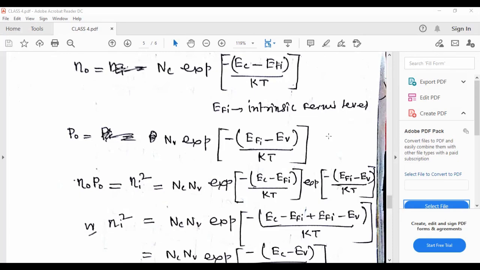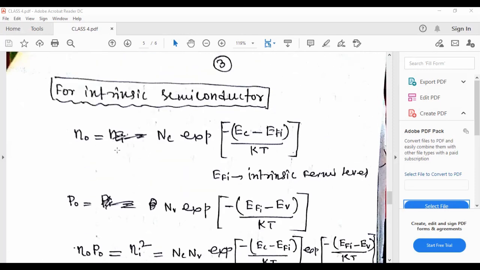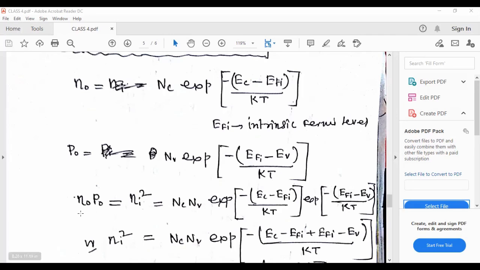Now, according to the mass action law, what is the mass action law? If the number of electrons is n0 and the number of holes is p0, and ni is the intrinsic carrier concentration, then n0 into p0 is basically the square of ni. That means ni squared. So if we know the value of n0, we know the value of p0. So p0 into n0 is ni squared.